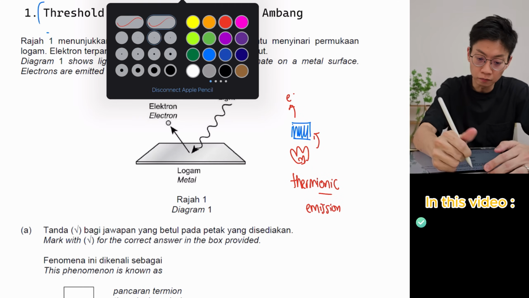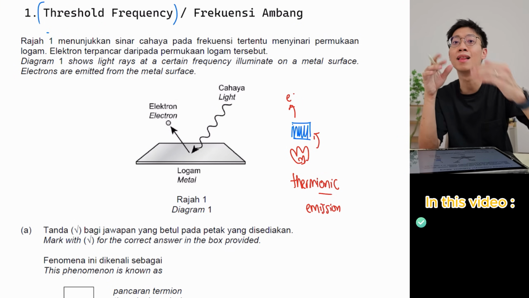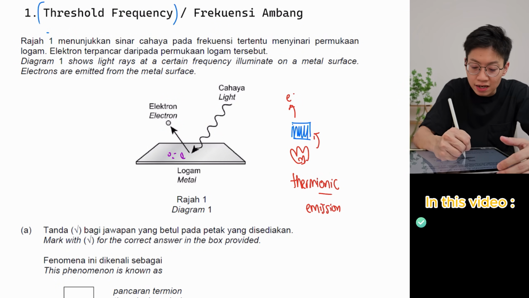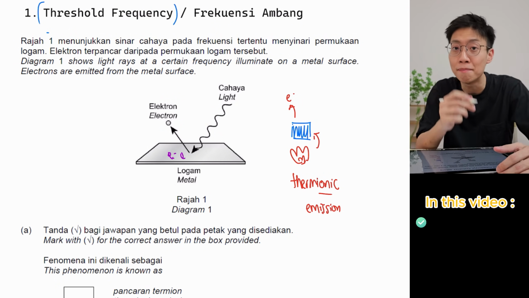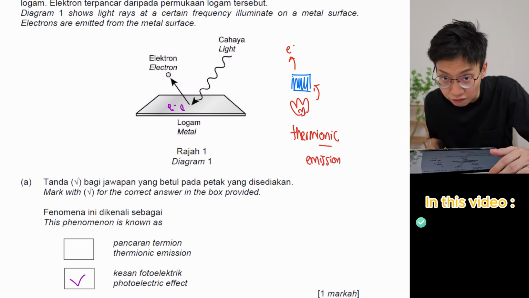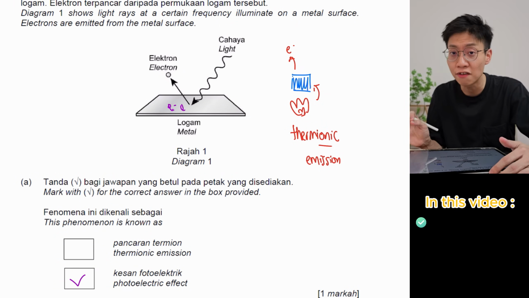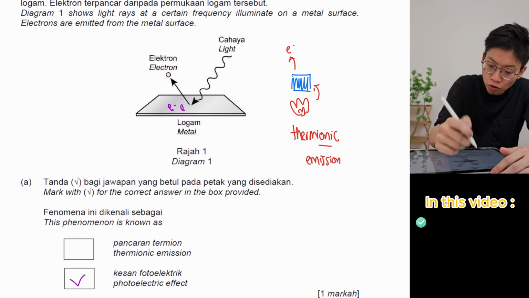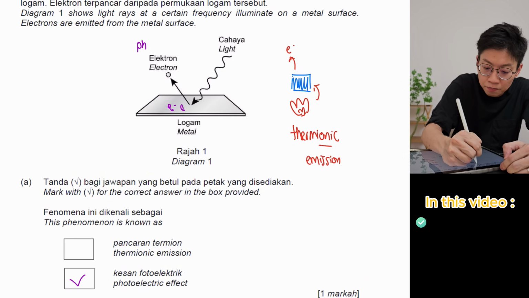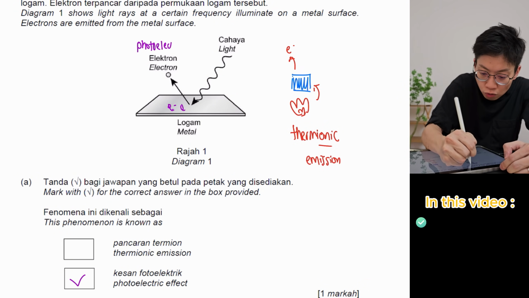However, for today's topic, it's going to be light. So we shine light on the metal. Metal has free moving electrons, so these electrons will be emitted. This is actually known as what we call the photoelectric effect. Now, to be more specific, in textbooks they don't usually call this just an electron, but they also call it a photoelectron.